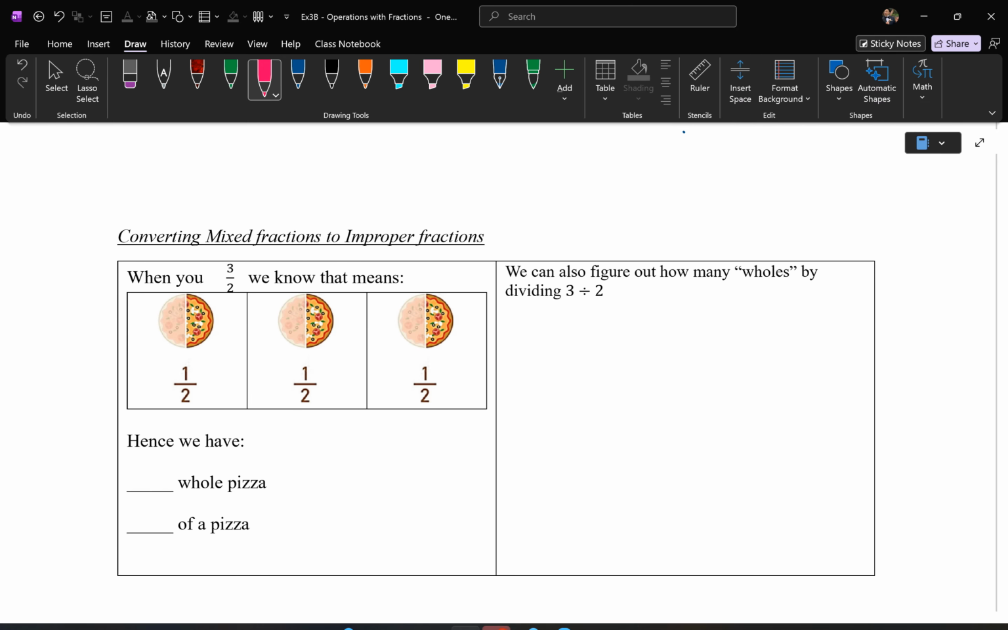So here's one of those halves. Here's another one of those halves. Here's another one of those halves. So that's a half plus a half plus a half. That's what this means. Half plus a half plus a half is the same thing as 3 halves because I've got 3 of them. Yeah?